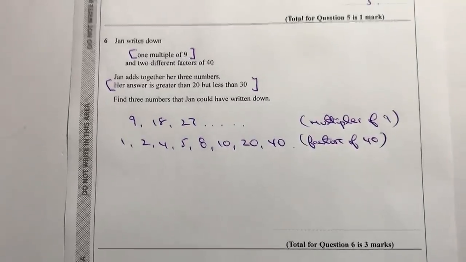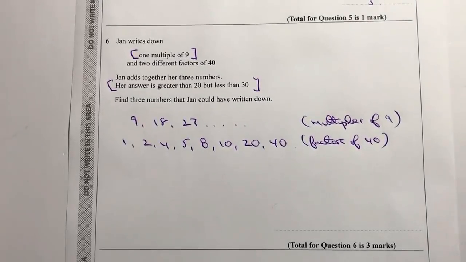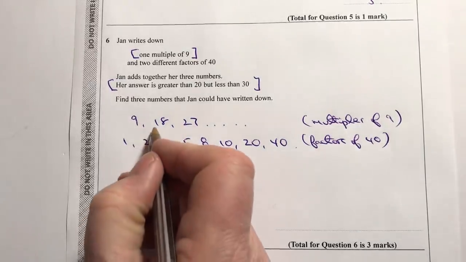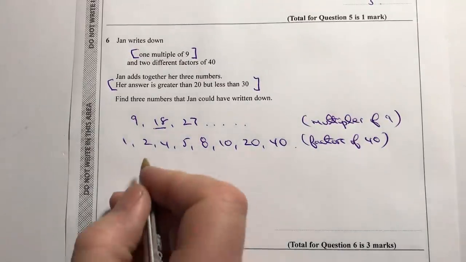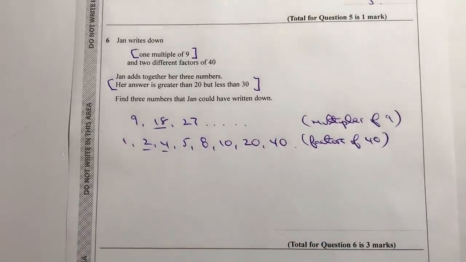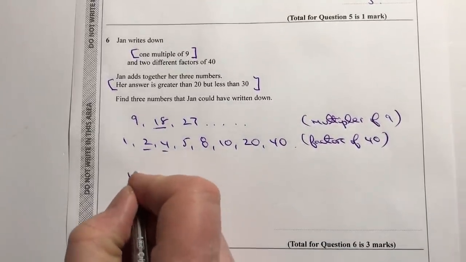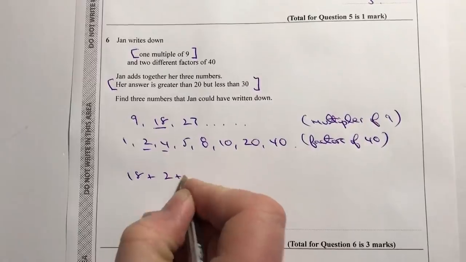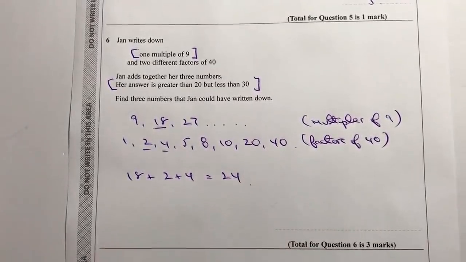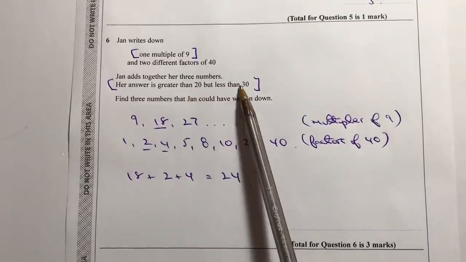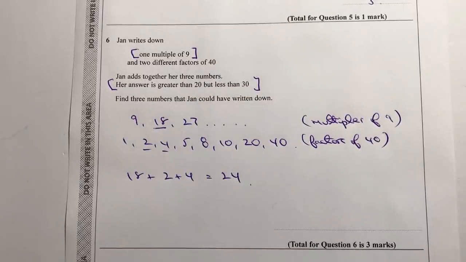Okay, if that is the case, then we need to choose our numbers a little bit carefully. So I'm going to choose 18, which is the one multiple of 9, because that's going to get me quite close to 20. And then if I add 2 and I add 4, I've got 18 plus 2 plus 4, which equals 24. Well, that's a number which is greater than 20 but less than 30, so that'll be absolutely fine.